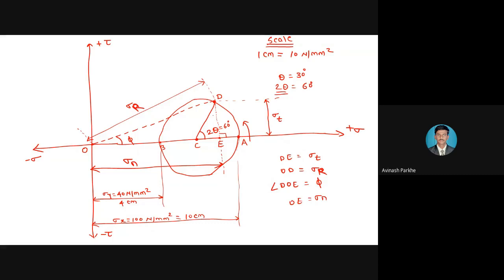Then the second MCQ is based on the radius. So what if this particular radius is there, BC or CA? The radius of Mohr's circle always represents the tau max. Please keep in mind. So write down BC is equal to CA is equal to tau max.